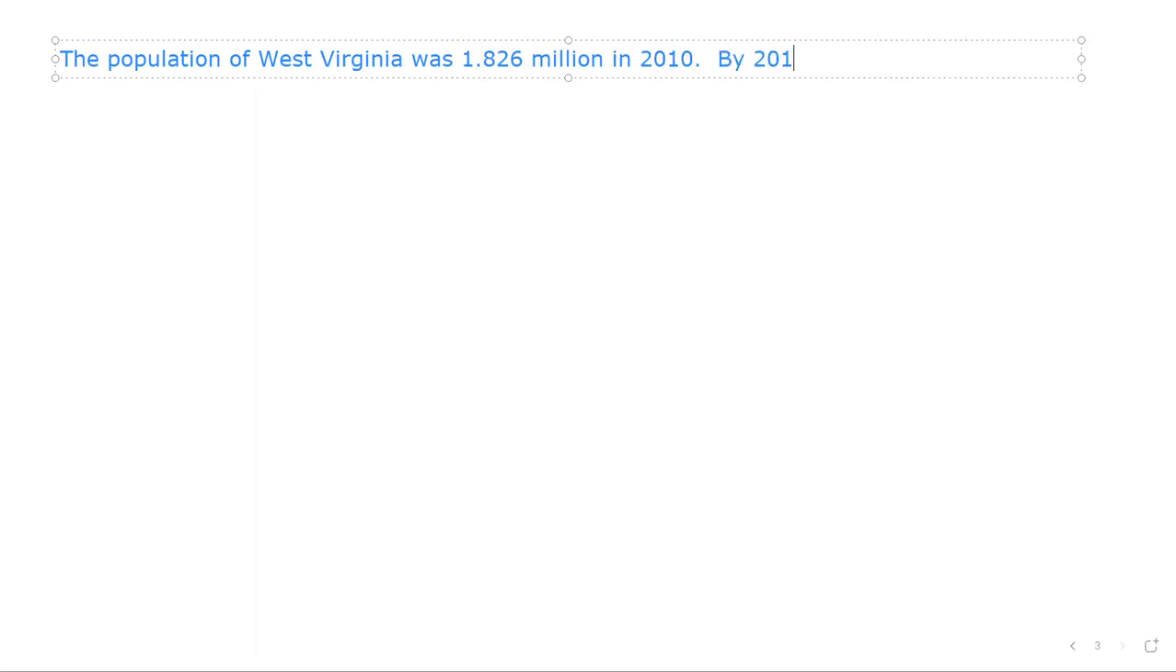The population of West Virginia was 1.826 million in the year 2010. By 2017, it was 1.817 million.